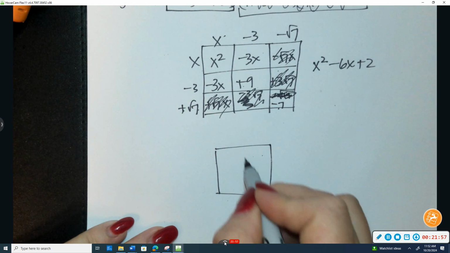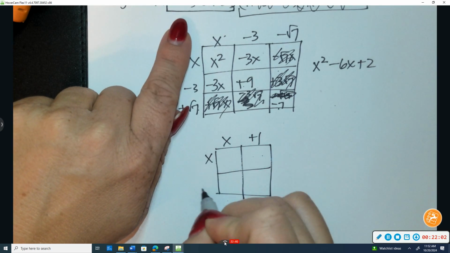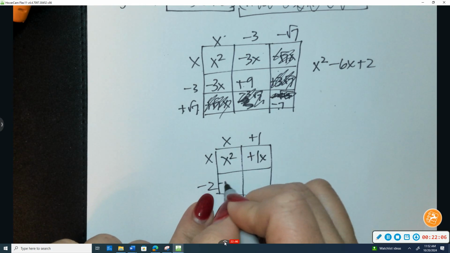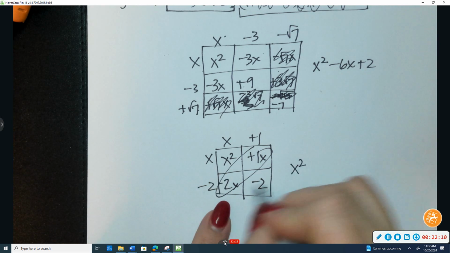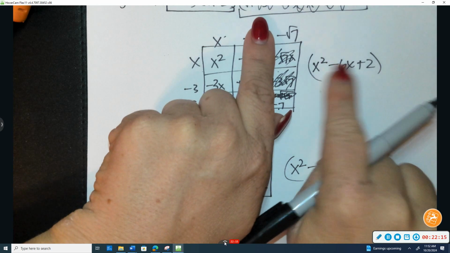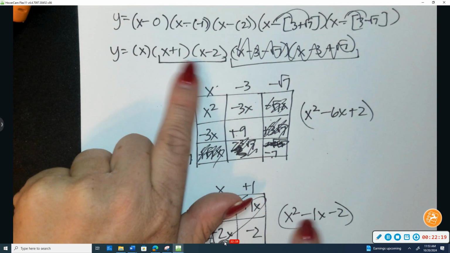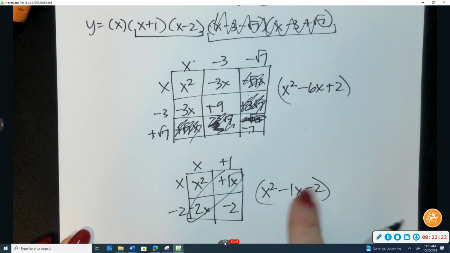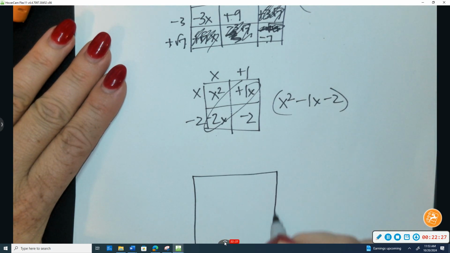They both just have 2 terms. X plus 1 and x minus 2. X squared plus 1x minus 2x minus 2. So I end up with x squared minus 1x minus 2. Okay, these are the back 2 parentheses, the back 2 factors. These are the second and the third factor. I'm going to go ahead and put those two together. 3 terms and 3 terms. If I can move this up. 3 terms and 3 terms.